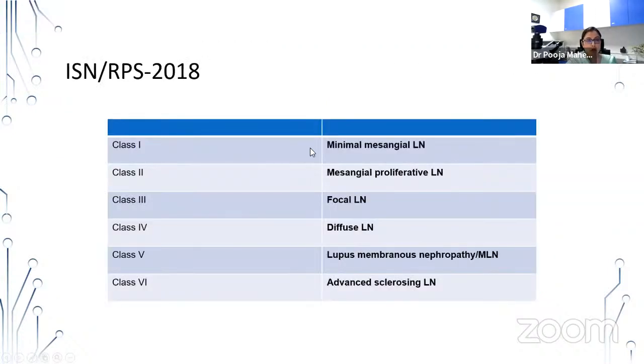What we follow now is the recent classification, the ISN/RPS 2018 update. Class 1 is minimal mesangial lupus nephritis, 2 is mesangial proliferative lupus nephritis, third is focal, fourth is diffuse, fifth is membranous lupus nephritis or MLN, and sixth is advanced sclerosing. In my practice, or in renal pathology practice, 6 rarely comes and 1 also rarely comes. The most common is 4 and 4 plus 5, then 3 and then 2. We rarely find class 1 or class 6.